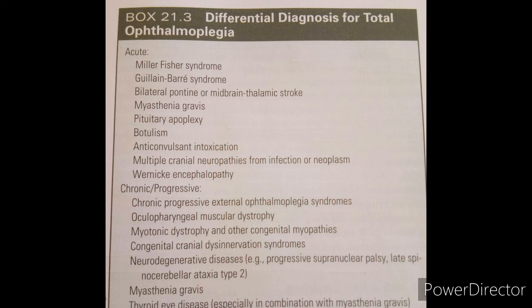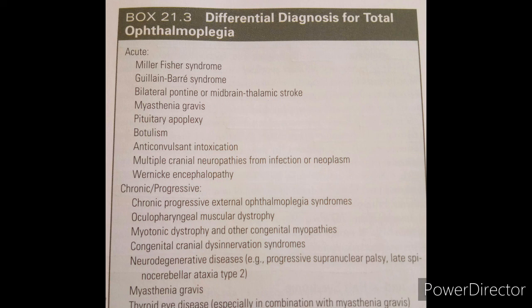Myasthenia gravis should be ruled out in every patient who is presenting to you with total ophthalmoplegia. Other causes are pituitary apoplexy, botulism, anticonvulsant intoxication, so the drug history is very important, and multiple cranial neuropathies from infection or neoplasms, or Wernicke's encephalopathy.